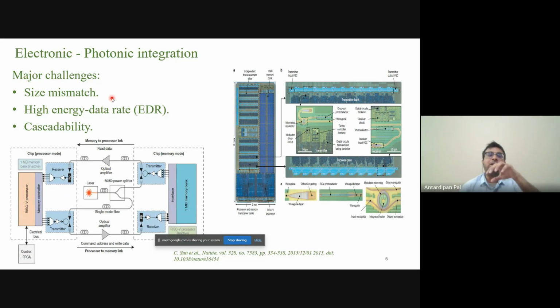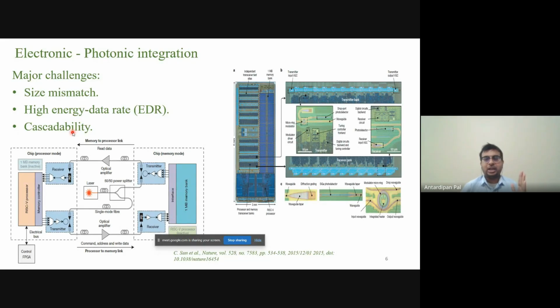That means we cannot miniaturize photonics down to the level we miniaturize electronics, because the wavelength of light is higher than that. Then high energy data rate means high energy per bit rate. That's an issue. And the cascadability, that's also a huge issue. Like, how will I explain this? You cannot cascade two optical components like we do two electronic components.